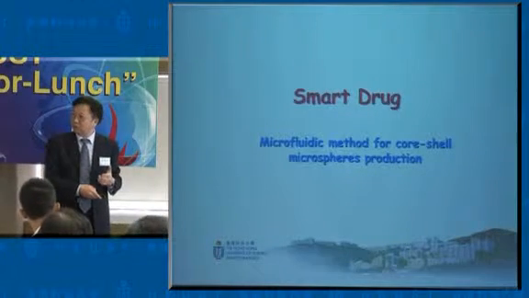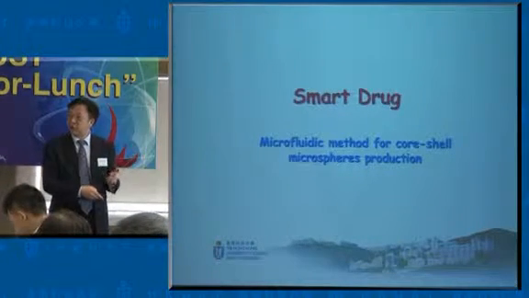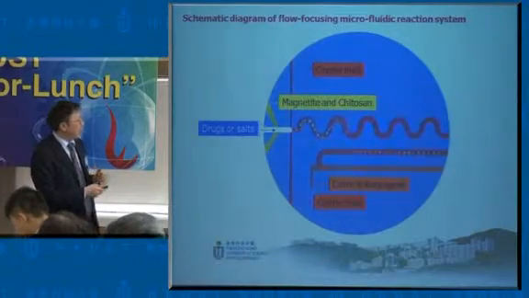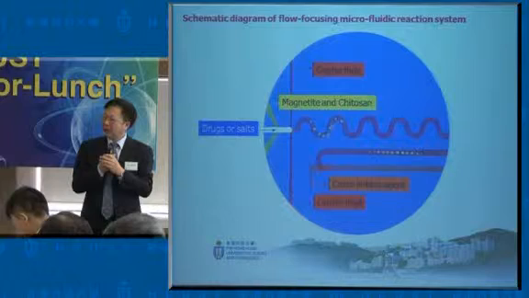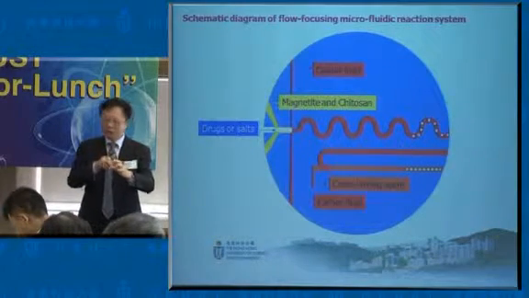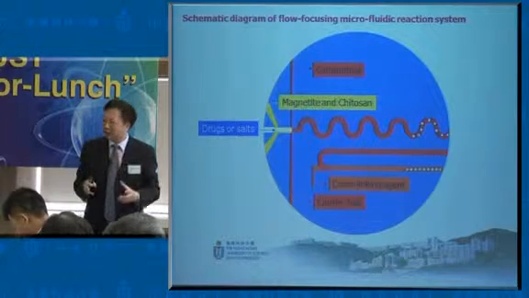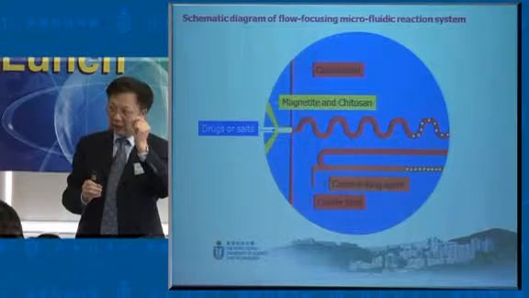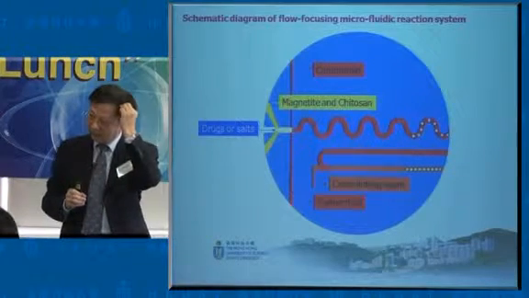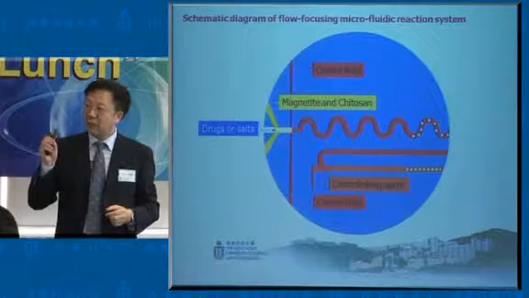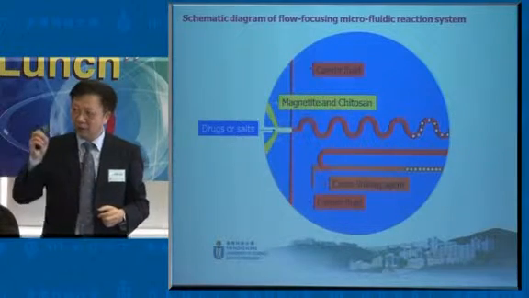Another one we introduce is the smart drug. Smart drug is very useful for drug delivery or smart drug release. So what's a smart drug? A smart drug is a core-shell microsphere. Core-shell is like a chocolate. Inside is a large core, like the chocolate. So it's a core-shell, but the size is a micron. How small? Like here. Very small size. So it's very difficult to make such small core-shell materials or core-shell spheres.